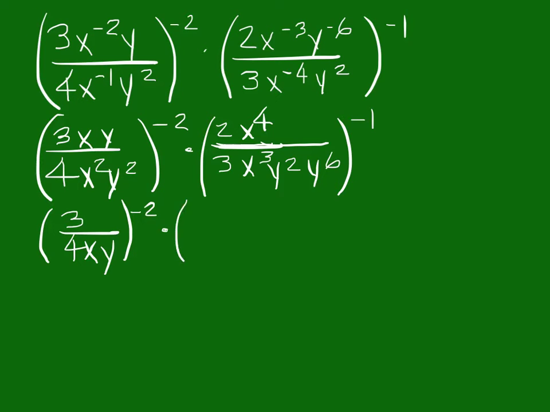On the right side, 2 and 3 stay where they are at. X to the fourth over x to the third. That leaves you with an x on top. And then y to the second, y to the sixth leaves you with a y to the eighth on the bottom.